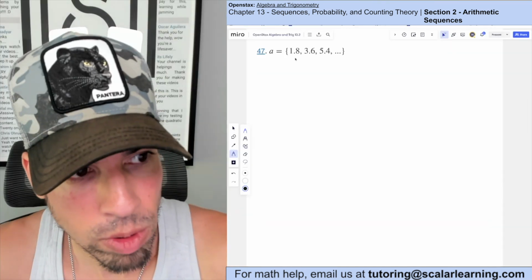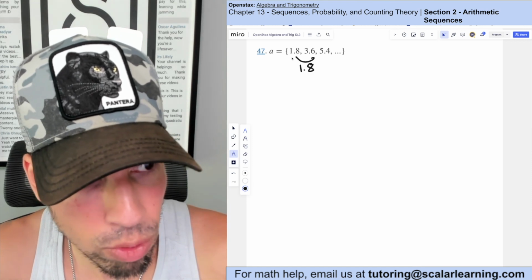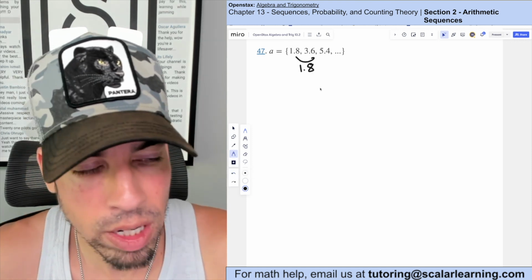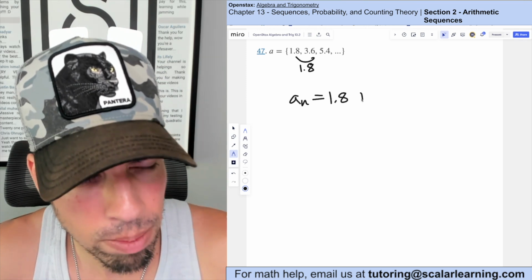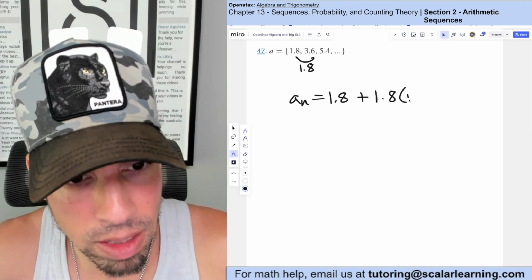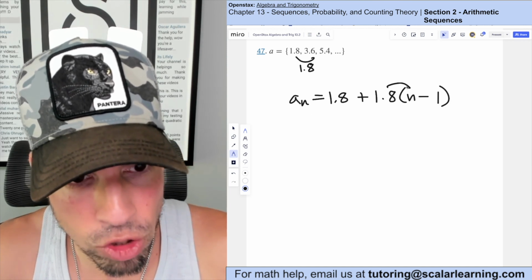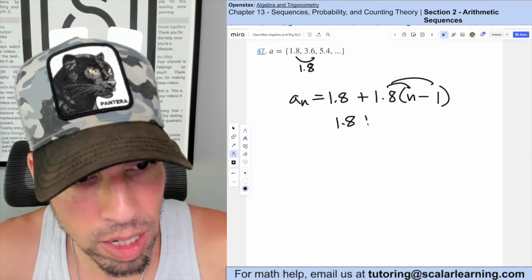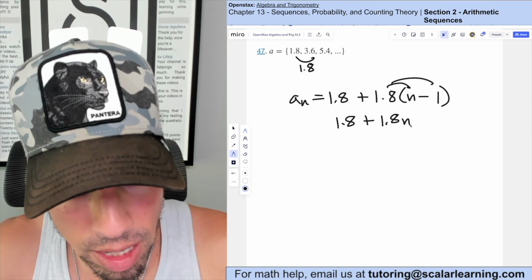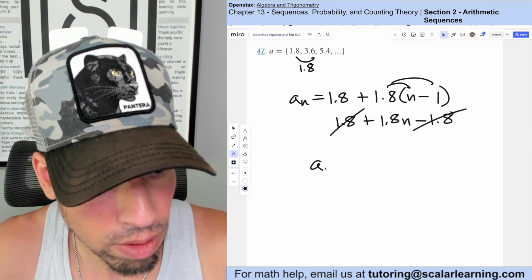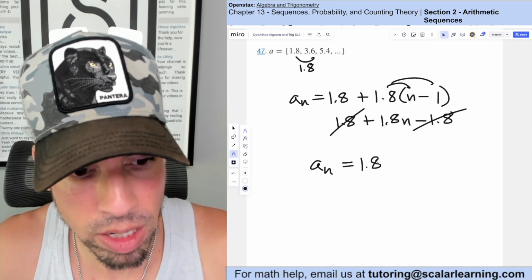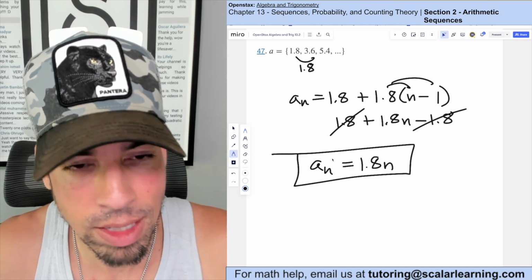Done. So for this one, the common difference is adding by 1.8 and the first term is 1.8 as well. So a sub n is equal to the first term, 1.8, plus the common difference, 1.8 again, times n minus 1. As we distribute, we get 1.8 plus 1.8n minus 1.8. These two will cancel out and we're left with a sub n equals 1.8n for the explicit formula. That's how you do it.